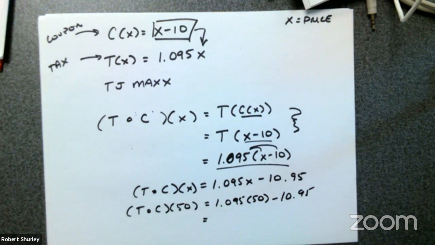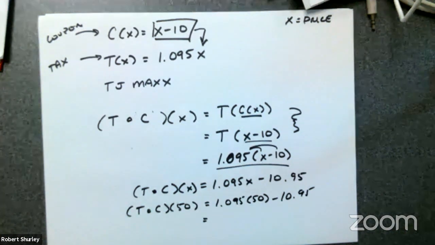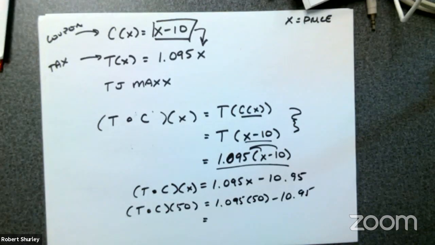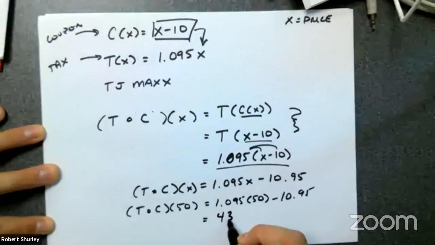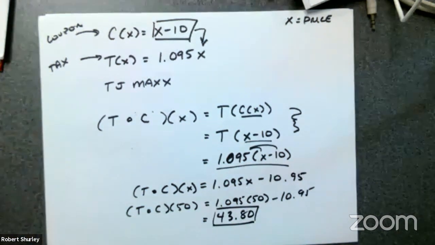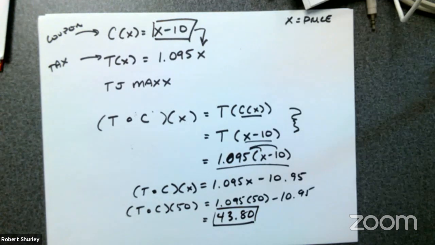So you'd have 50, let me get the calculator, 50 times 1.095 minus 10.95, 43.80, okay? 43.80.